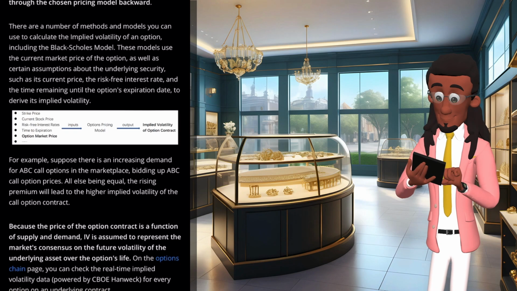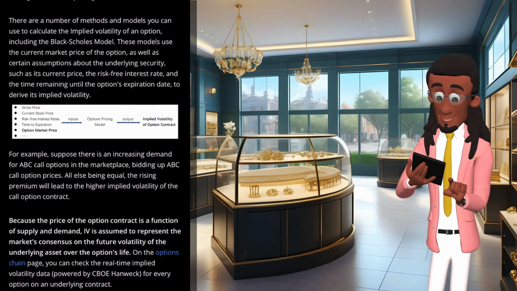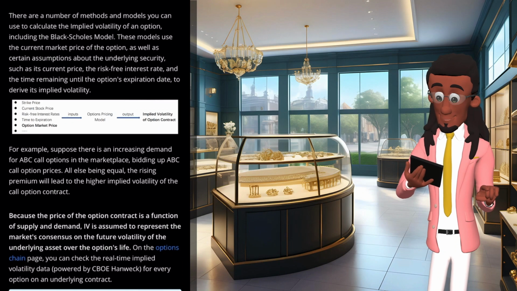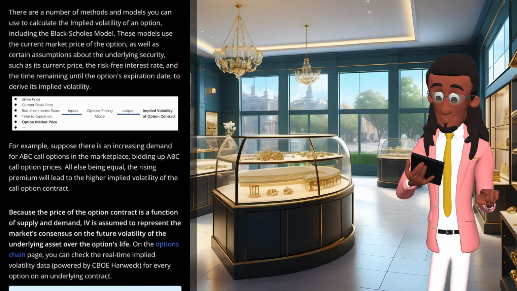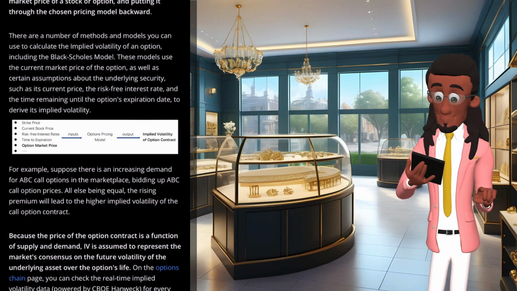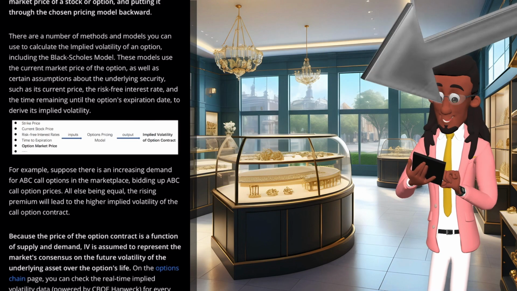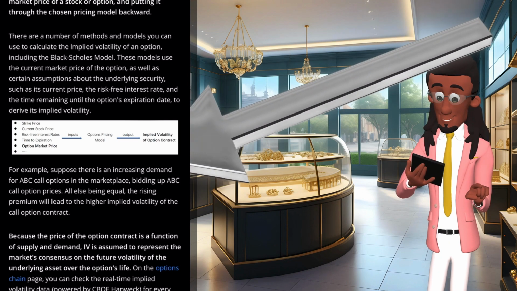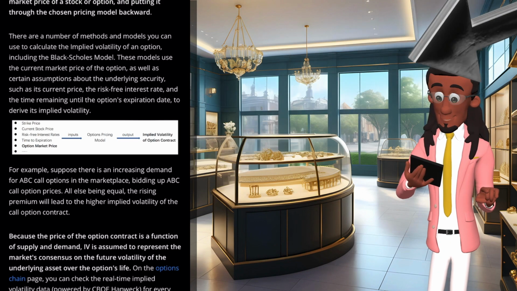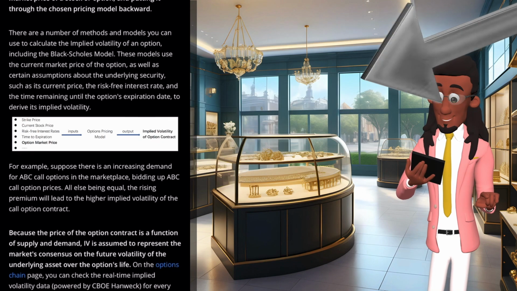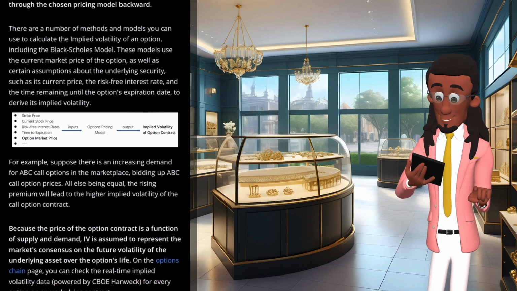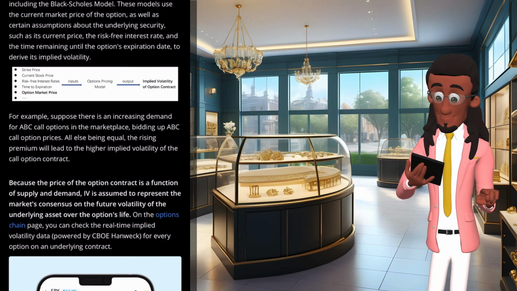There are a number of methods and models to get you to what the implied volatility is. So I'm looking at this: strike price, current stock price, risk-free interest rates, time to expiration, options market price, inputs, outputs. For example, suppose there is an increasing demand for ABC call options in the marketplace, bidding up ABC call options prices.